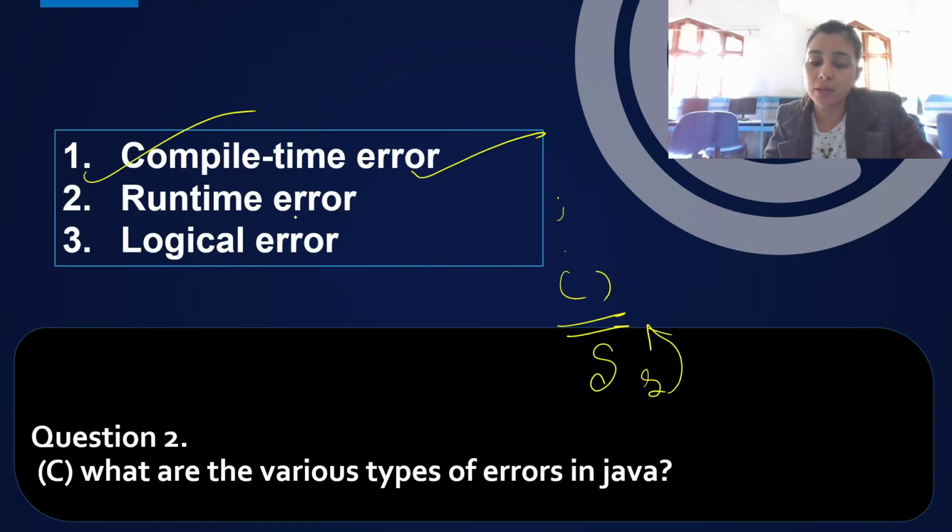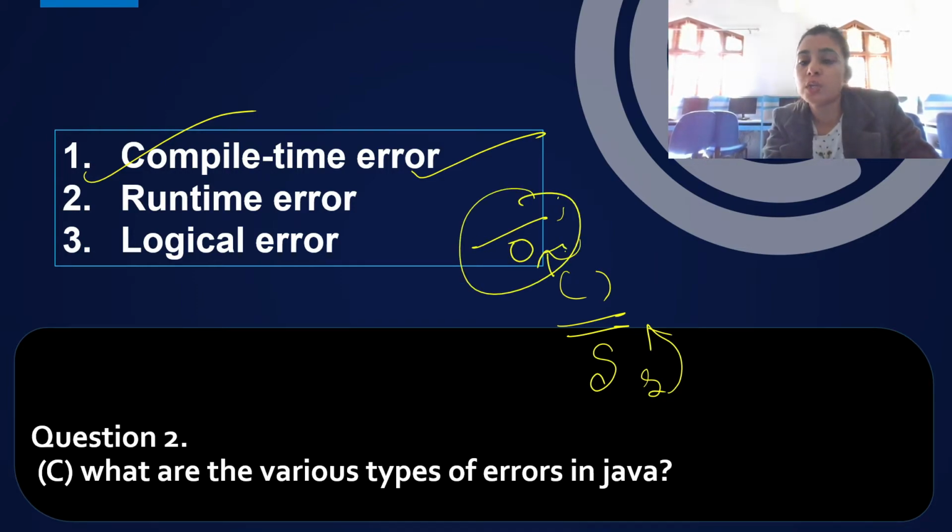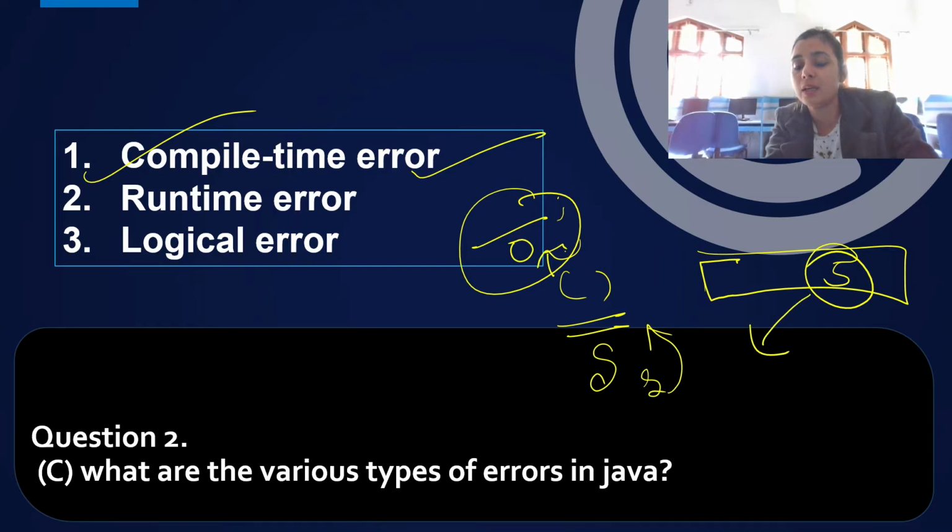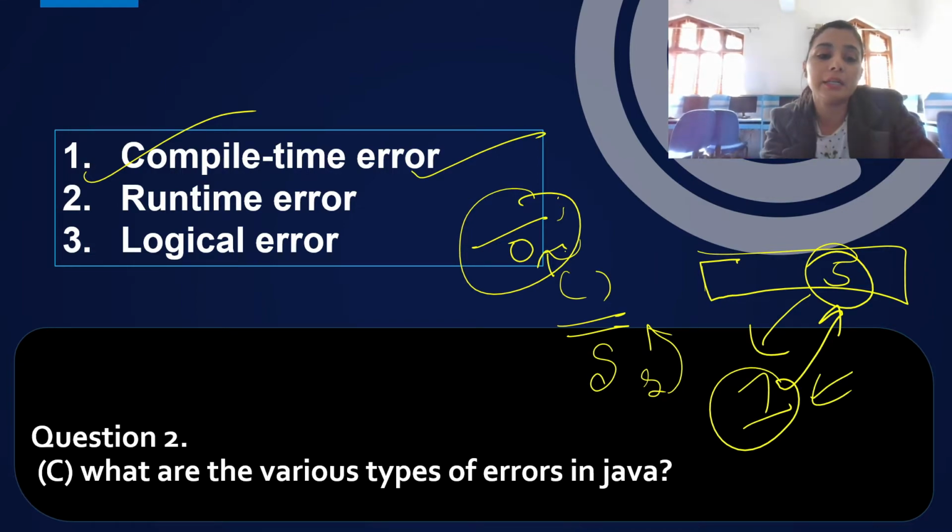But the runtime error, let's say you have divided something by 0. So that is a runtime error, right? Let's say you have given array out of bounds, right? The array size was 5 and you are taking the 7th element. The 7th element is not present in the array, so at that time it will create a runtime error. Okay, so that is the runtime error.